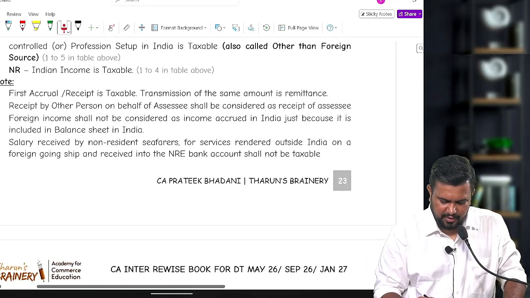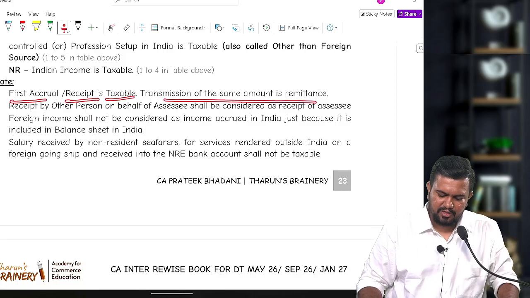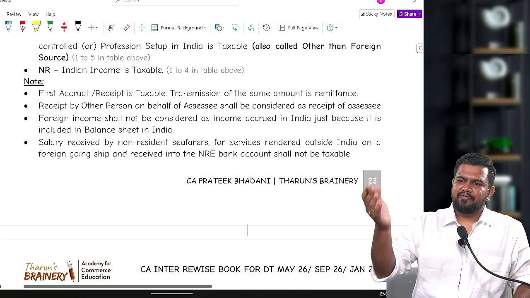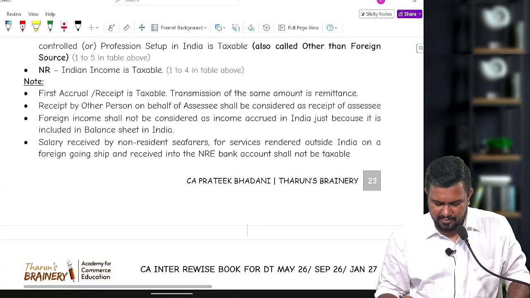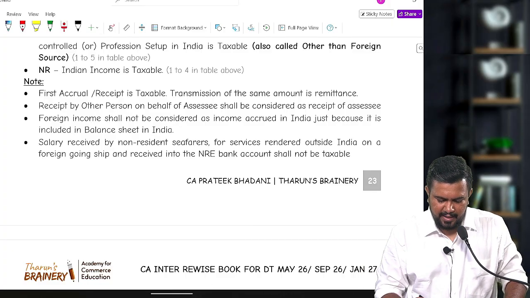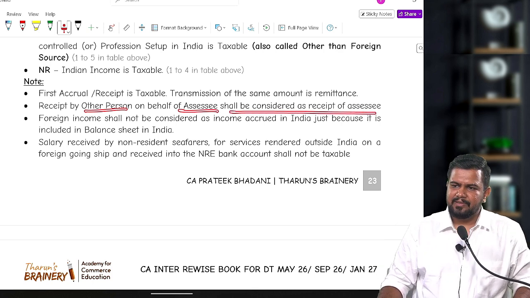Then some small points. First, accrual or receipt is only taxable. Transmission of the same amounts to remittance. So the first time when you are getting it, that is only considered as taxable. Later on it is considered as remittance when you are sending to someone else. Receipt by another person on behalf of the assessee shall also be considered as receipt of the assessee.